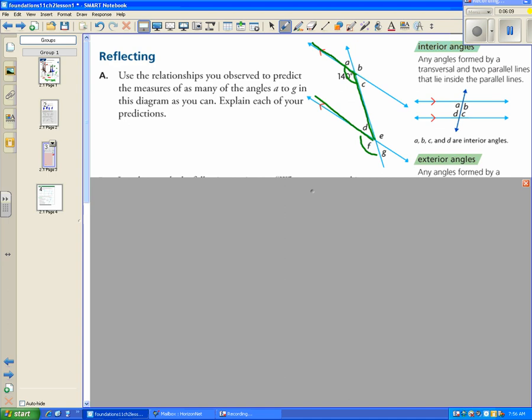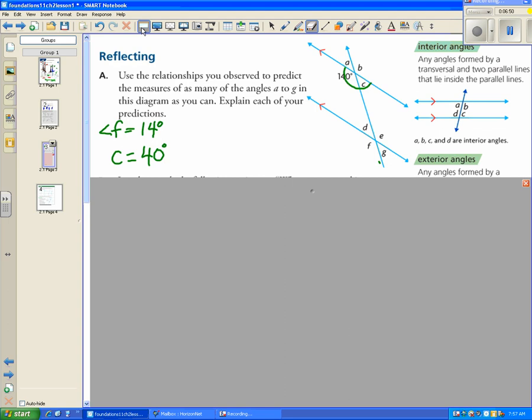angle F is in the F position. This is kind of unfortunate with 140. So angle F must be 140 degrees. Okay, let's see what else we can figure out. If we look at angle C and 140, they add together to create a straight line, and the angle measurement of a straight line is 180. So therefore, angle C must be 40 degrees.